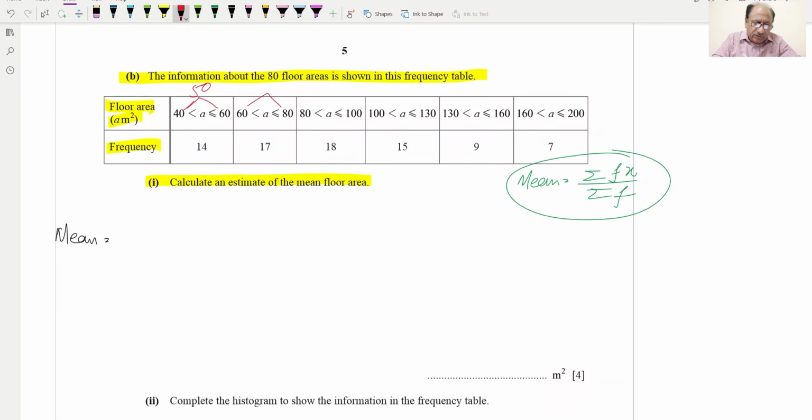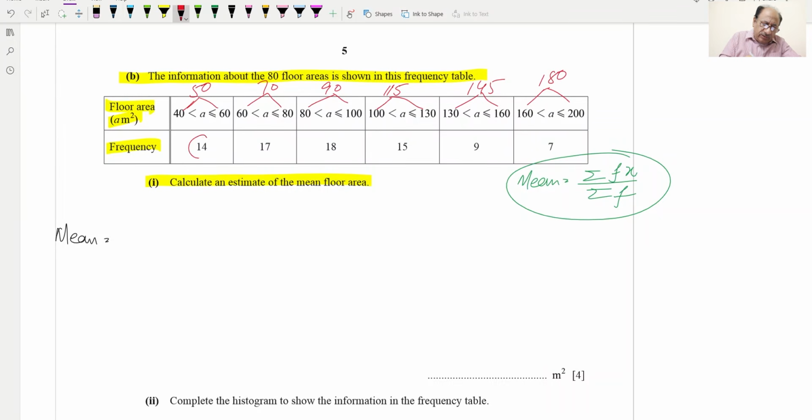Similarly, midpoint of 60 and 80 is 70. Midpoint of 80 and 100 is 90. Midpoint of 100 and 130 is 115. And midpoint of 130 and 160 is 145. Midpoint of 160 and 200 is 180.